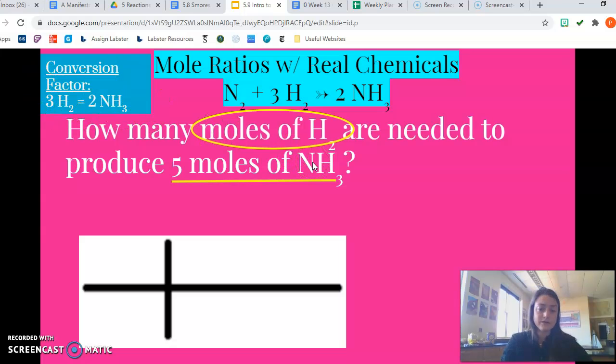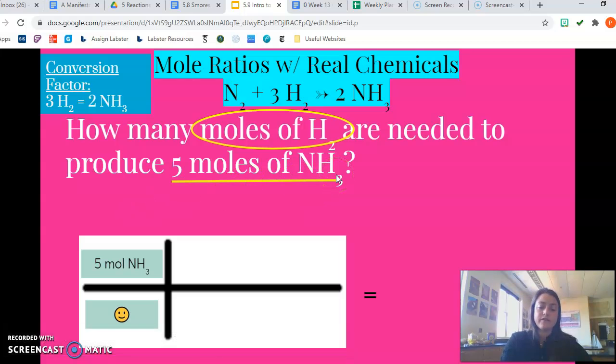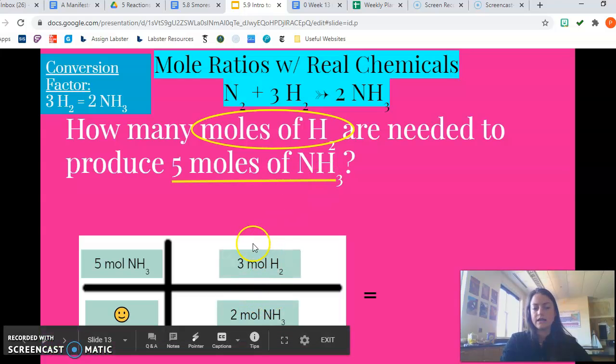And then we're always going to start with our given. So we've got 5 moles of NH3, that's our given value. And then we're going to set up our conversion factor so that that given value will cancel. So our conversion factor goes in the middle, and it's just that conversion factor that we wrote up here. 3 moles of H2 is going to give us 2 moles of NH3. That is just from our equation up here from looking at the coefficients.